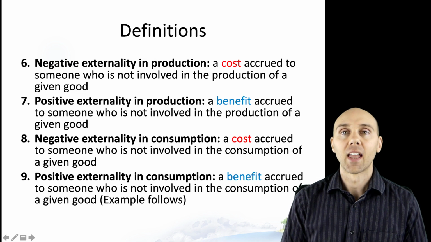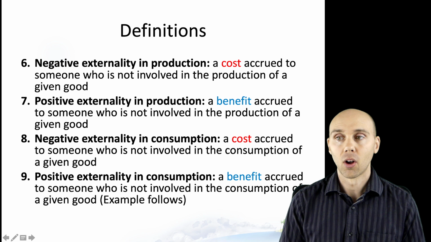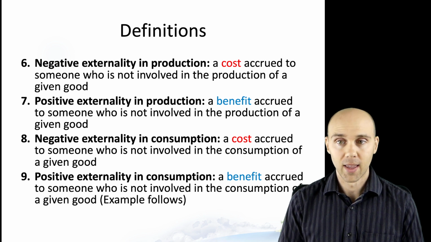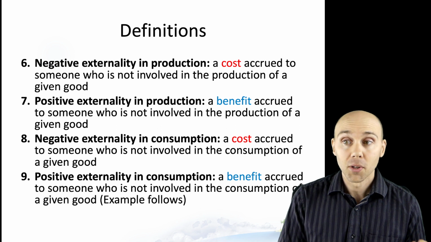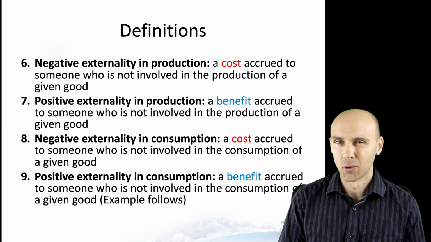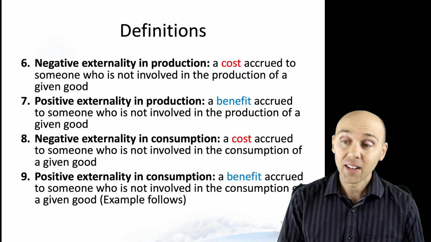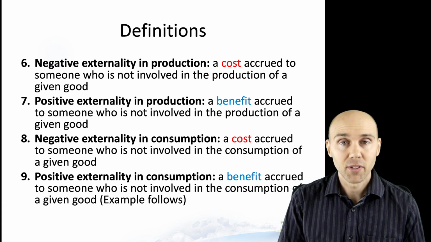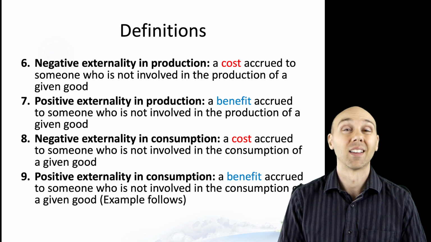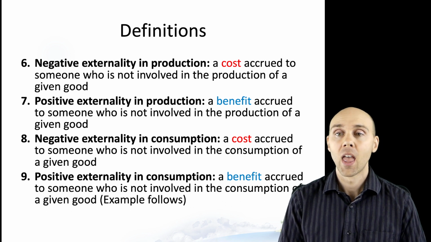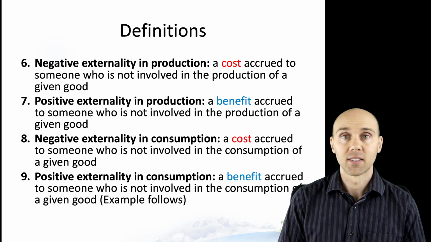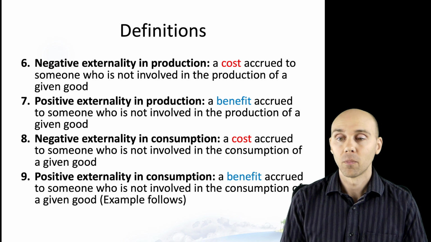For example, a negative externality in production is a cost accrued to someone who is not involved in the production of a given good. We could also have a positive externality in production, although these are relatively rare. A negative externality in consumption is a little bit more common. This is a cost accrued to someone who is not involved in the consumption of a given good, such as if somebody consumes cigarettes around you and you don't like smoking.